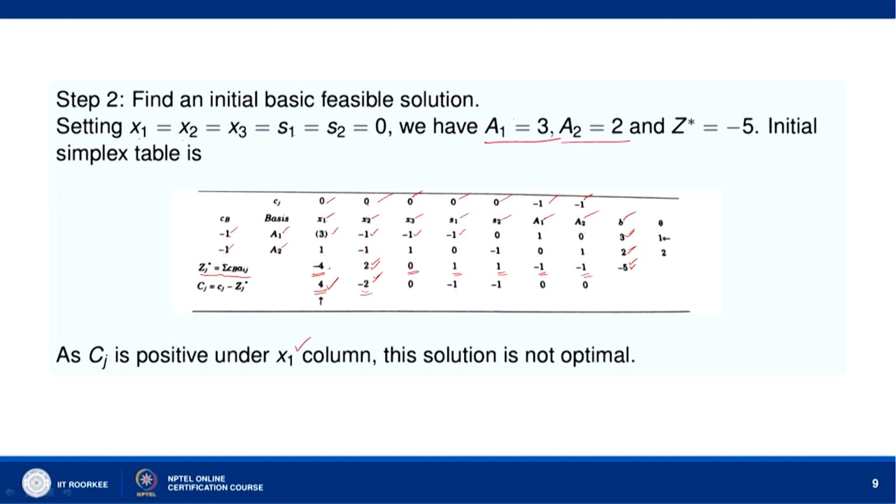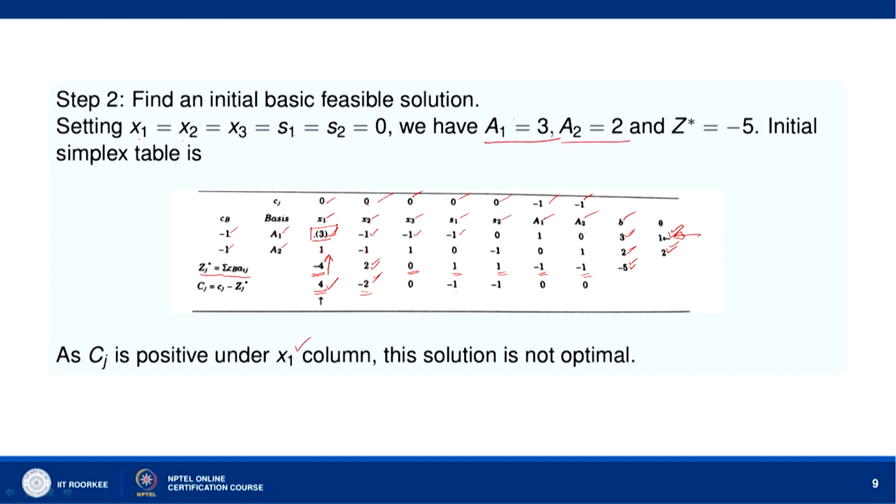So, what we will do, this is our key column, and we divide the elements of the B column by the corresponding elements of the key column. So, 3 divided by 3 gives you 1, and then 2 divided by 1 gives you 2. The minimum of 1 and 2 is 1. So, this is our key row, and at the intersection of key row and key column we get the key element. So, 3 is the key element.